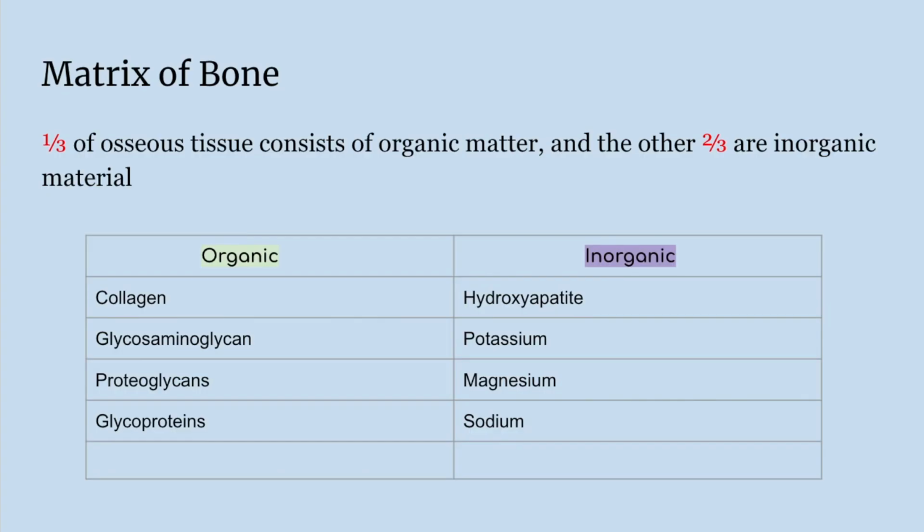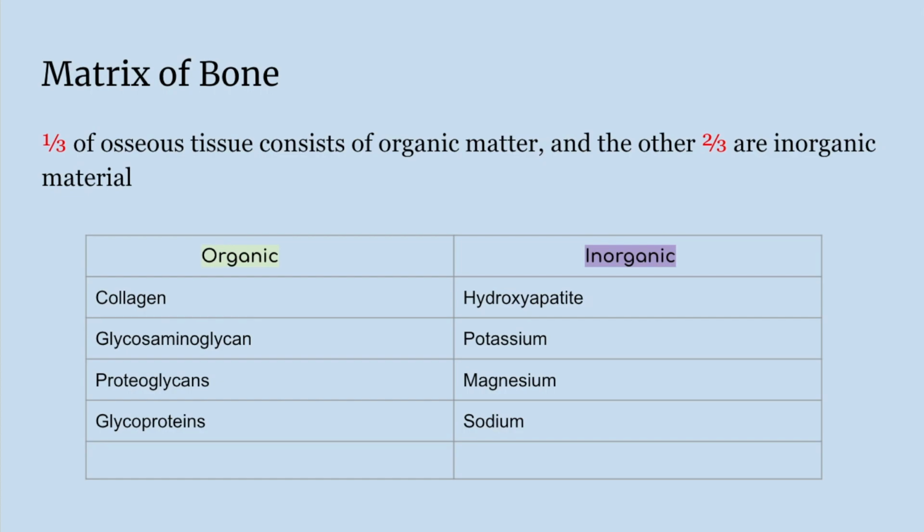The matrix of bone. 1/3 of osseous tissue consists of organic matter, and the other 2/3 are inorganic material. Let's take a look over here on the organic side. We have collagen, which mostly dominates this organic side, and then we have glycosaminoglycans, proteoglycans, and glycoproteins.